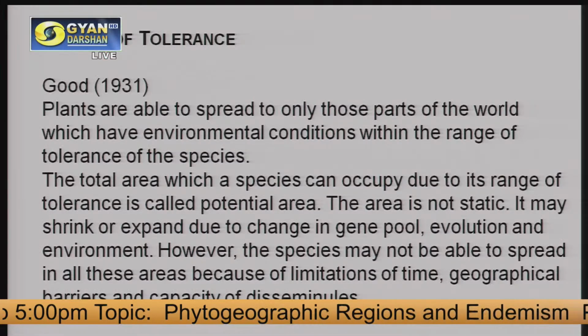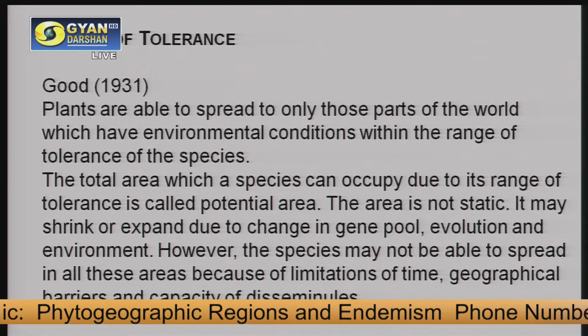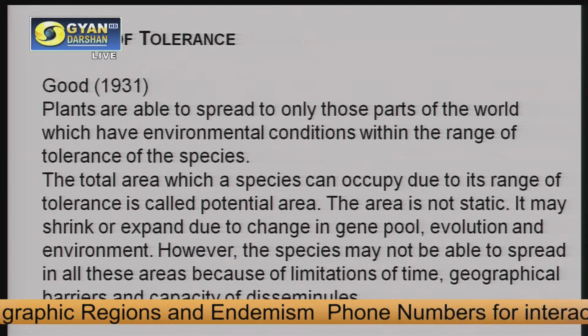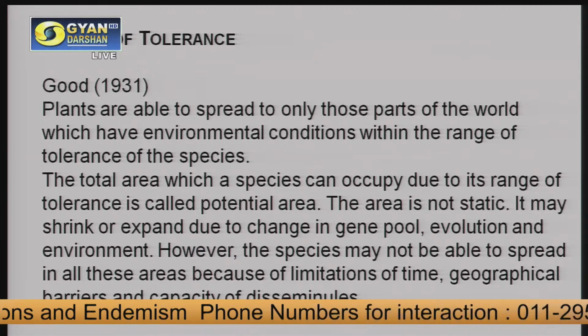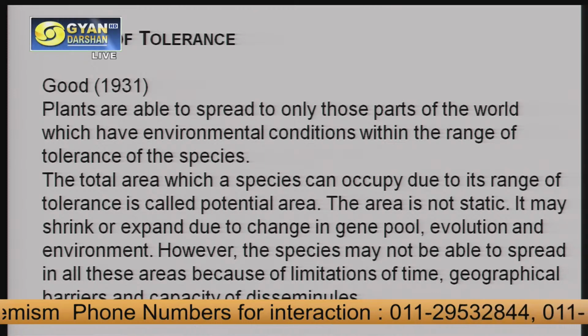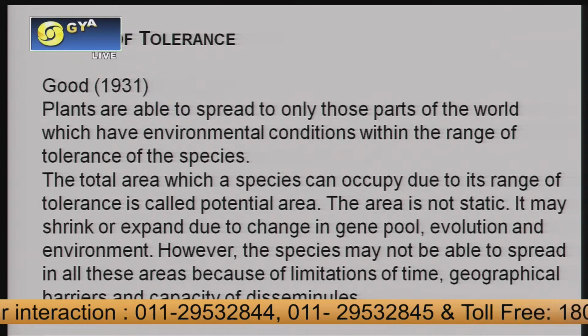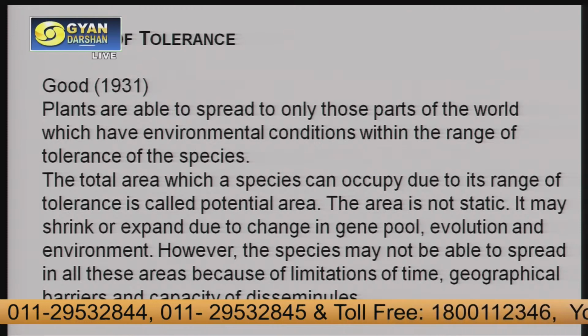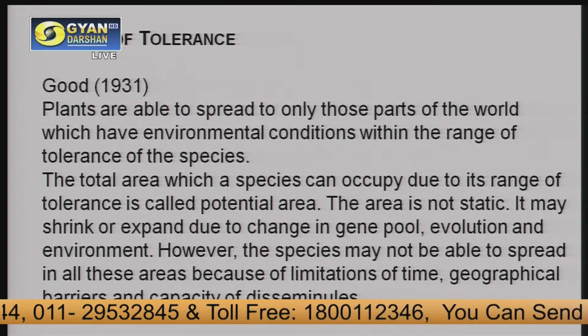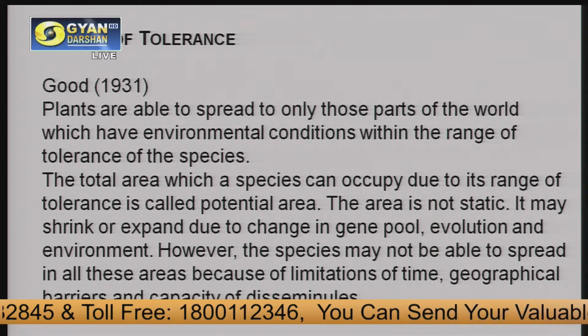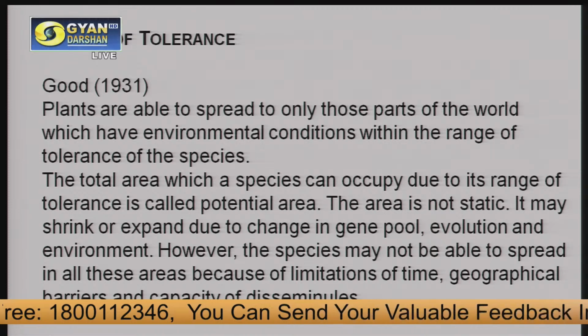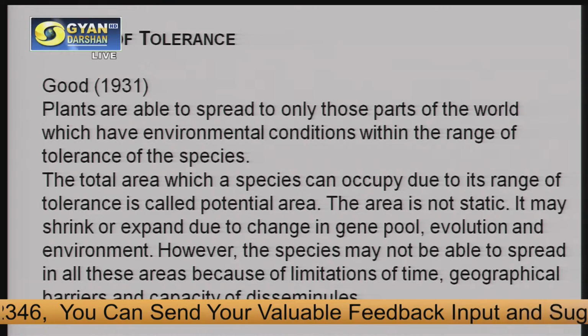The third theory is known as the theory of tolerance. Good proposed this particular theory in 1931. What does it suggest? Plants are able to spread to only those parts of the world which have environmental conditions within the range of tolerance of the species. So, all kinds of climatic conditions cannot be tolerated by all plant species.